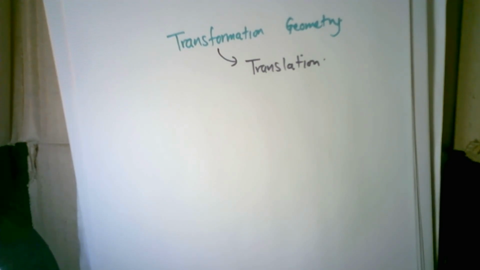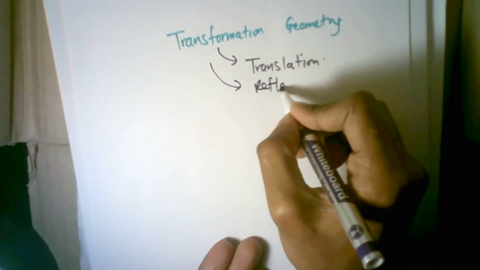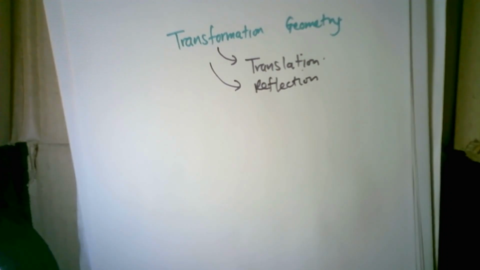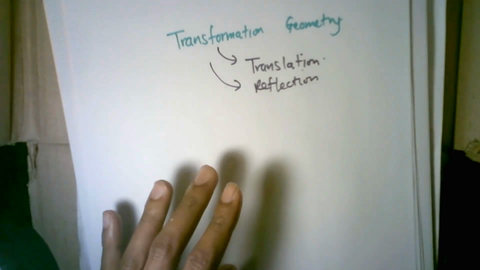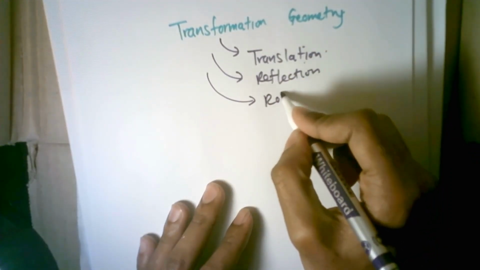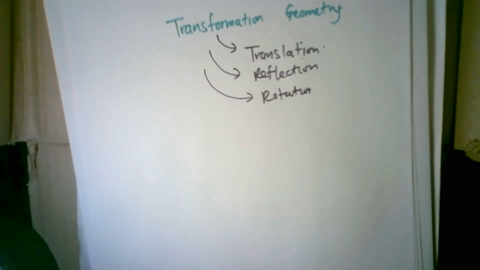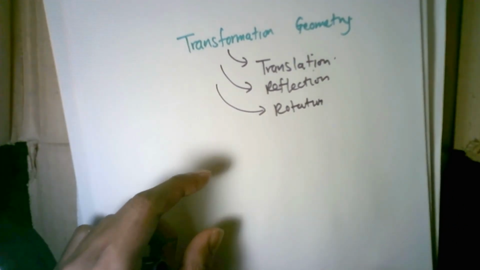And from there, you get a reflection. Now, a reflection is like looking at yourself in the mirror, right? So if you have a mirror, you can reflect an object about the x-axis, the y-axis, or about a line, like, for example, the line y is equal to x, and I'll get to that during this lesson. And lastly, you get rotation.